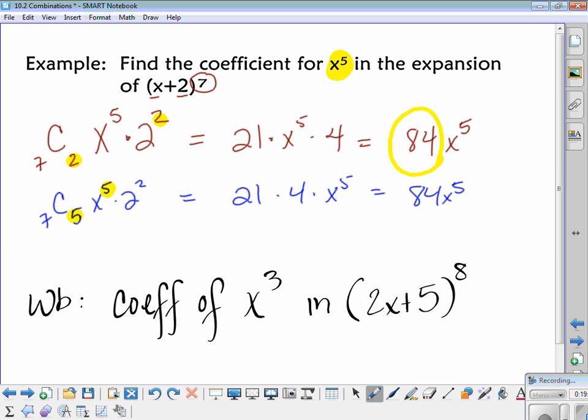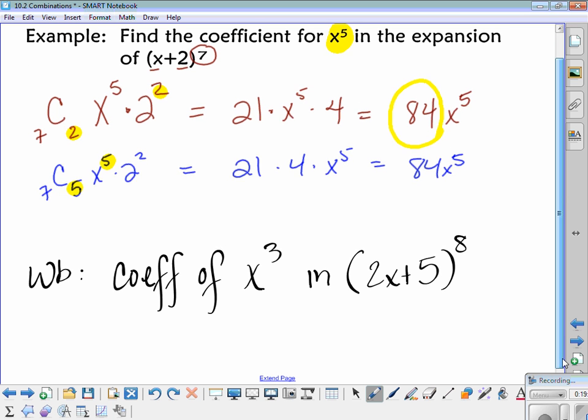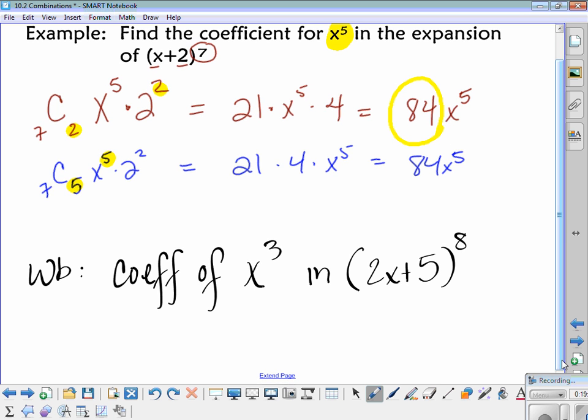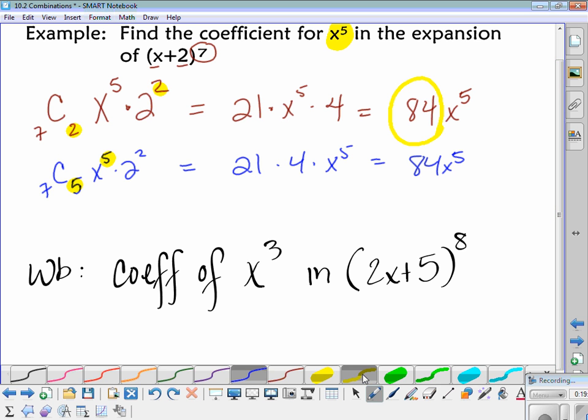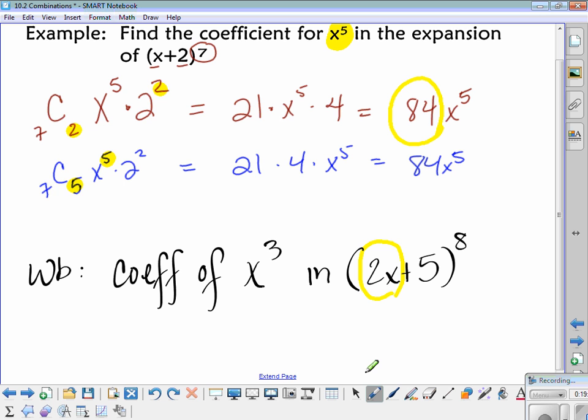All right, so here's one for you guys to do. So it's up to you. You can make it match the x cubed or you can have it match the other one. So for this problem, the coefficient of x cubed in 2x plus 5 to the 8th power, be careful, first of all, because there's a 2 in front of that x. And what do your coefficients have to add up to? 8, okay?